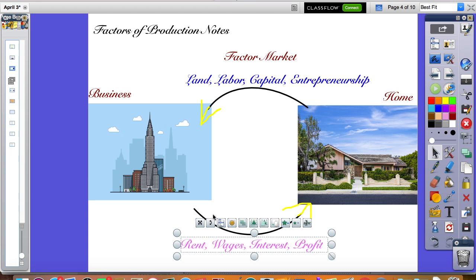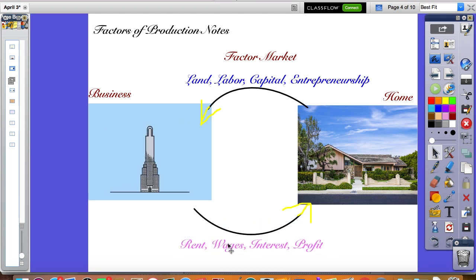Which leaves then rent, wages, interest, and profit from the business to the home. The business is going to provide rent for people to pay for their homes. They're going to provide wages for the labor. The amount of goods that we use to produce the other good is going to provide the interest. And the entrepreneurship from the home hopefully results in a profit that goes right back to the home. So this is our factor market diagram. If I went too fast or you're not done drawing, just simply pause the video.